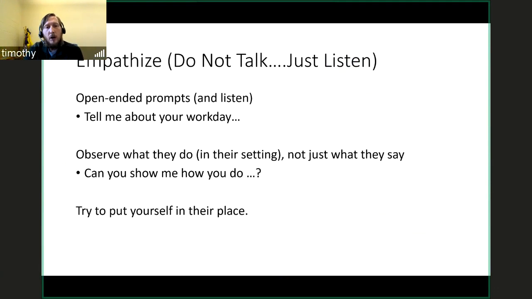And then try to put yourself in their place. So this is one of the most important things that you can do whenever you're creating any type of product, is to sit and think about it as if you're the user, not the engineer. So you have to kind of get out of your own body and think of what it would be.